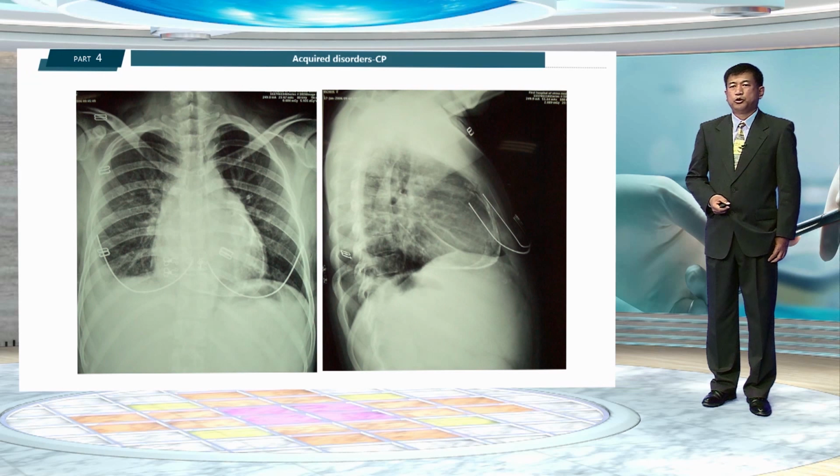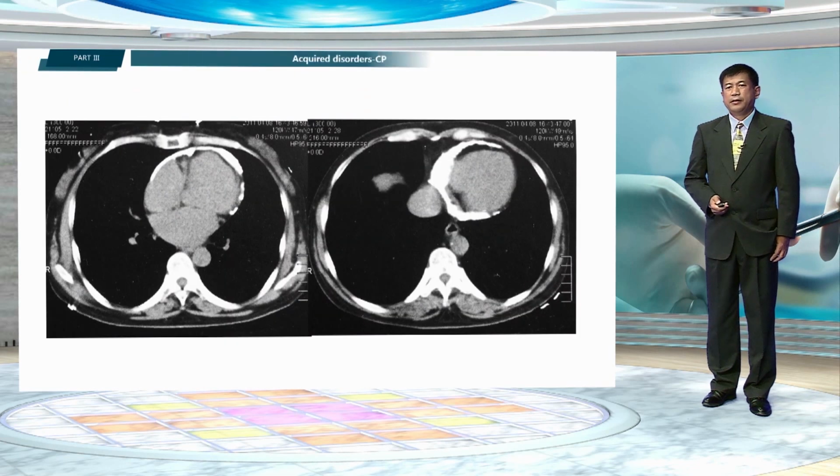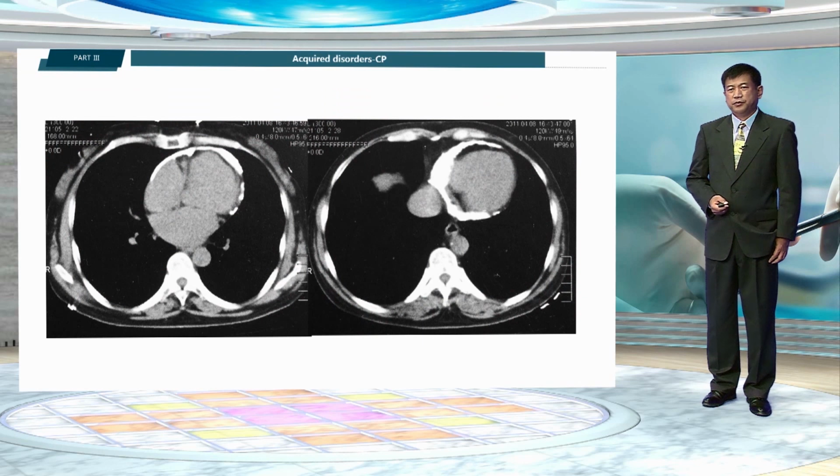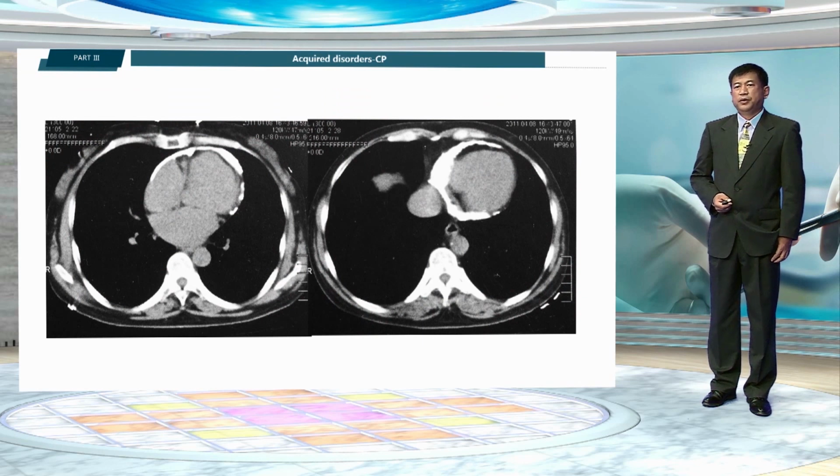And this chest film shows the calcification in a patient with constrictive pericarditis. In fact, the line of calcification is the gold standard for diagnosis of the disease. And this CT scan shows a massive calcification of the pericardium. You will see it was difficult to remove this calcified pericardium.